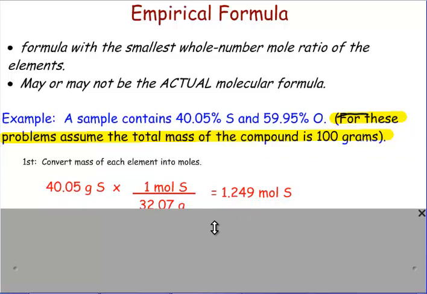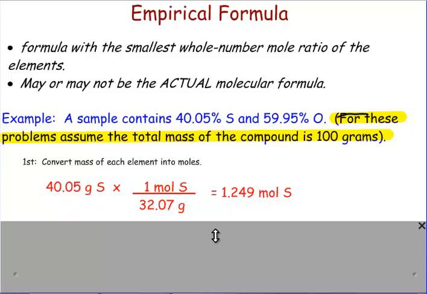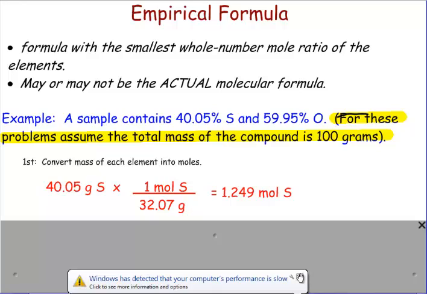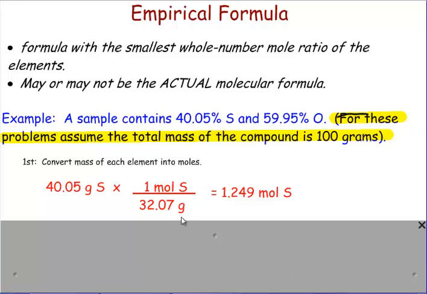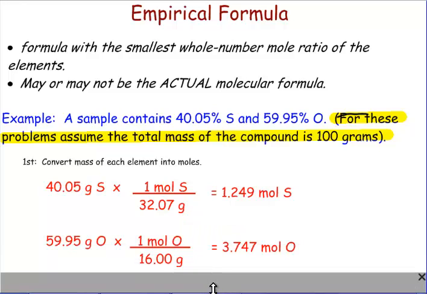The first thing we need to do is convert each mass of each element into moles. So, like I said, if we assume that we have a 100 gram sample, then 40.05 grams would be sulfur. Use sulfur's molar mass from the periodic table, and we find that our sample would contain 1.249 moles of sulfur. And we do the same for oxygen, and convert 59.95 grams of oxygen into moles, and we find that we have 3.747 moles of oxygen.